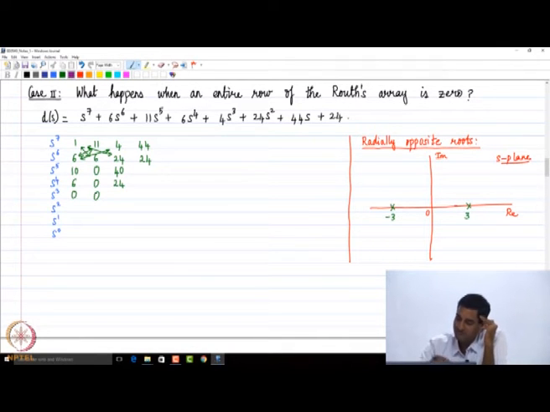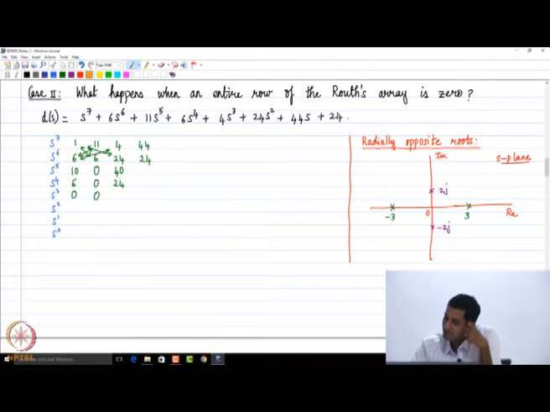Similarly, I can have 2j and minus 2j, which form a radially opposite pair. Do you agree? So, that is a radially opposite pair. On the imaginary axis, the same condition holds true.